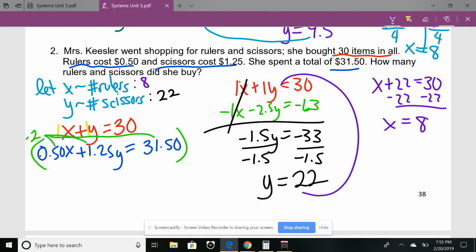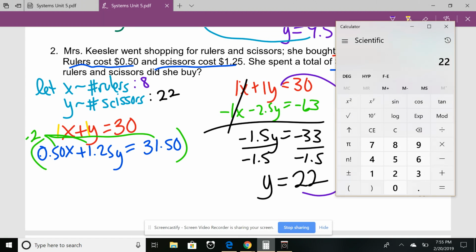50 cents for rulers, 8 of them, that's $4. $1.25 times 22 is 27.5. So that's going to add up to $31.50. So that's a good way to double check our answers.